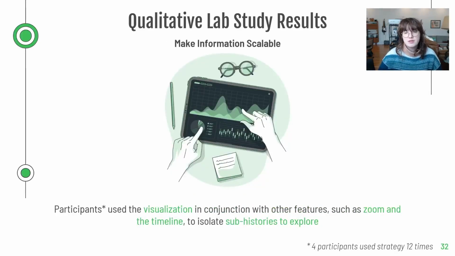With respect to our goal of scaling large amounts of information, we partially have support that our mechanisms worked, purely given that participants were overall successful. Qualitatively, participants used a combination of various features, including the visualization, zoom, and timeline annotations as a way to create smaller, more manageable sub-histories to explore, given their understanding of the code history.